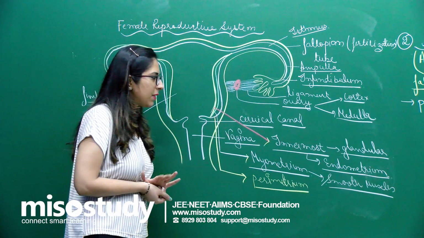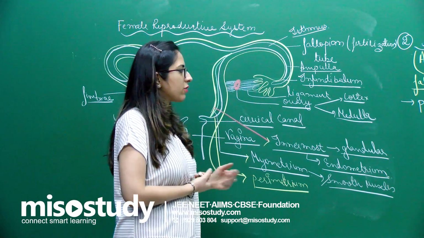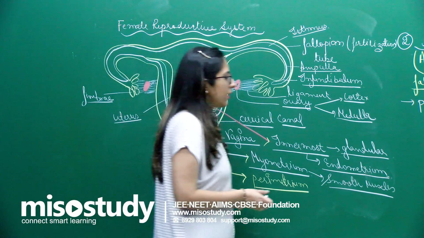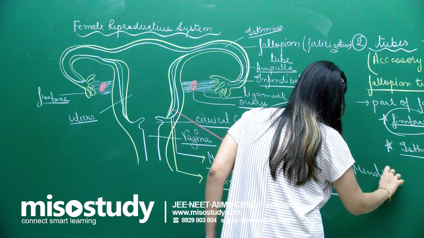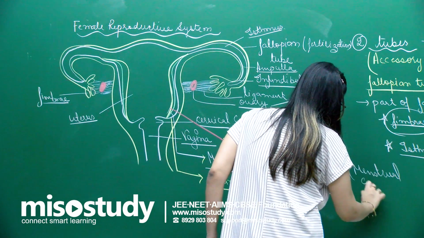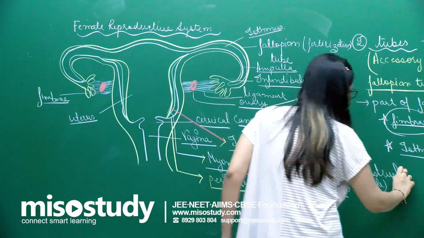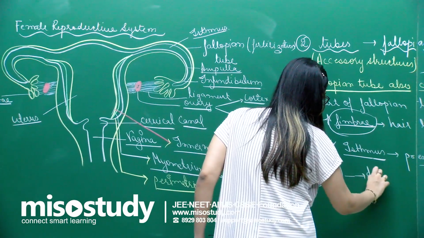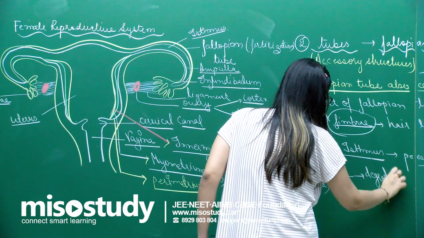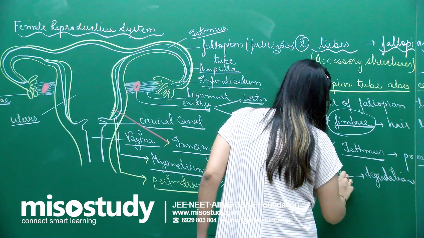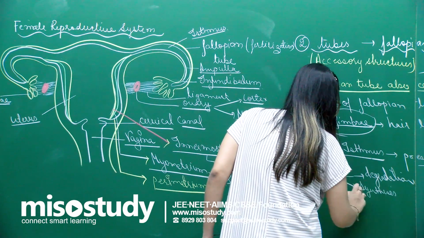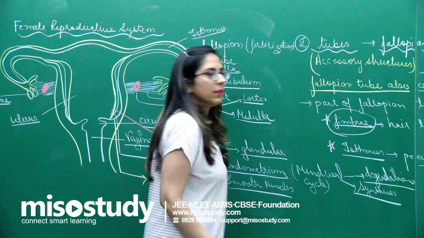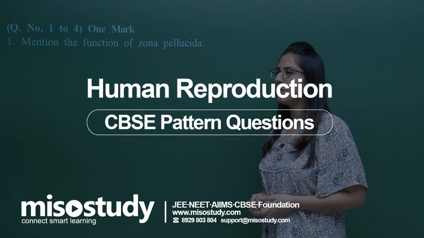There are three layers present. One is the innermost layer, which is called the endometrium, which takes part in the menstrual cycle by repeated degradation and synthesis, the degradation and synthesis phase.